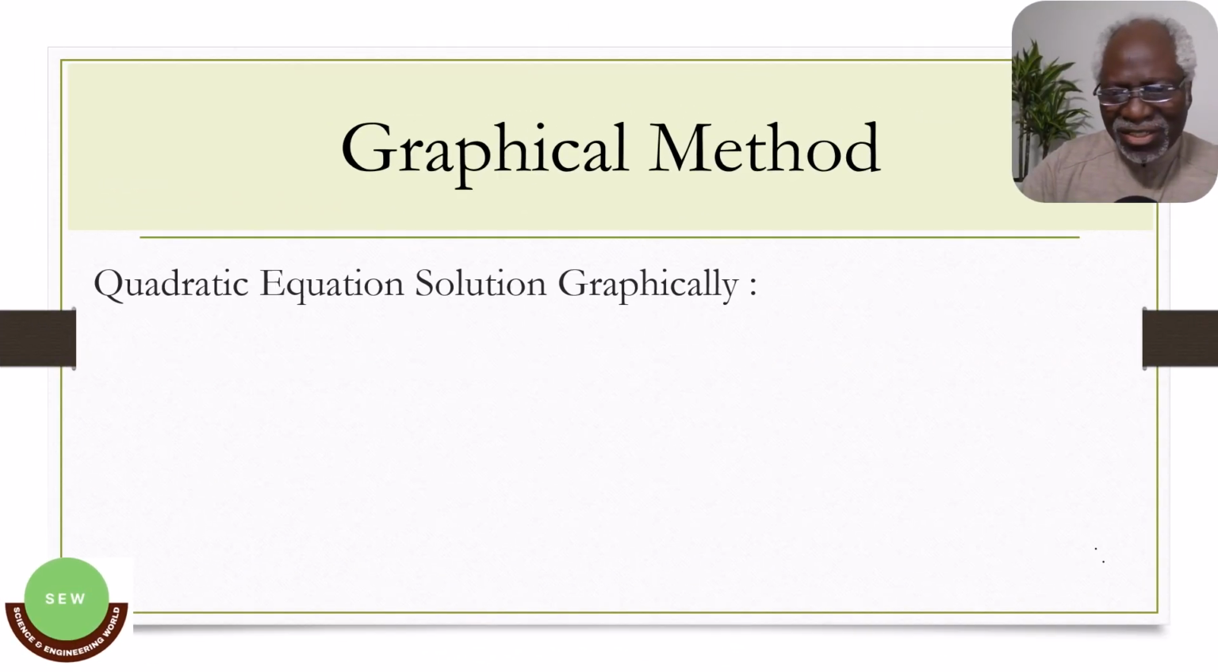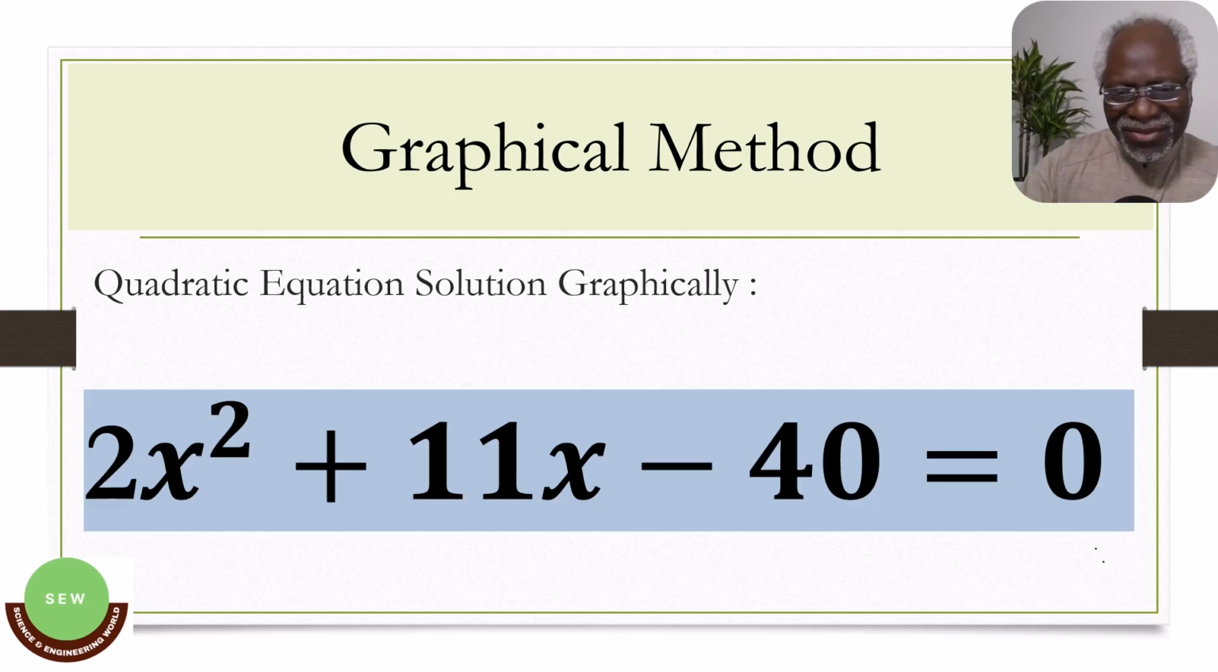Solving quadratic equation graphically. We have solved this problem 2x squared plus 11x minus 40 equals 0 using two methods, completing the square and the factorization methods. We arrived at the same roots of this equation with both methods. Let us see, using graphical methods, whether we will arrive at the same roots of this equation.